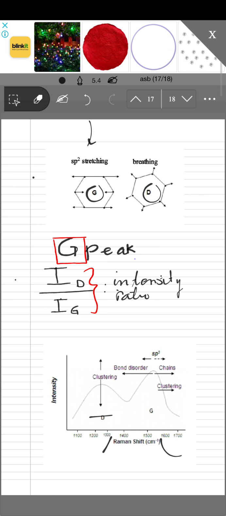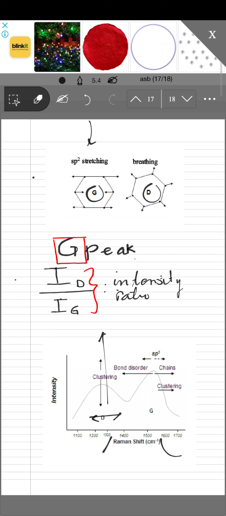However, their positions as well as their intensity depend upon what type of crystallinity or what type of crystals have been formed, right? So if there is more clustering, as you can see from the diagram, this D peak is supposed to go high in intensity. Okay, if there is clustering, the separation between D and G will increase, and so on and so forth.